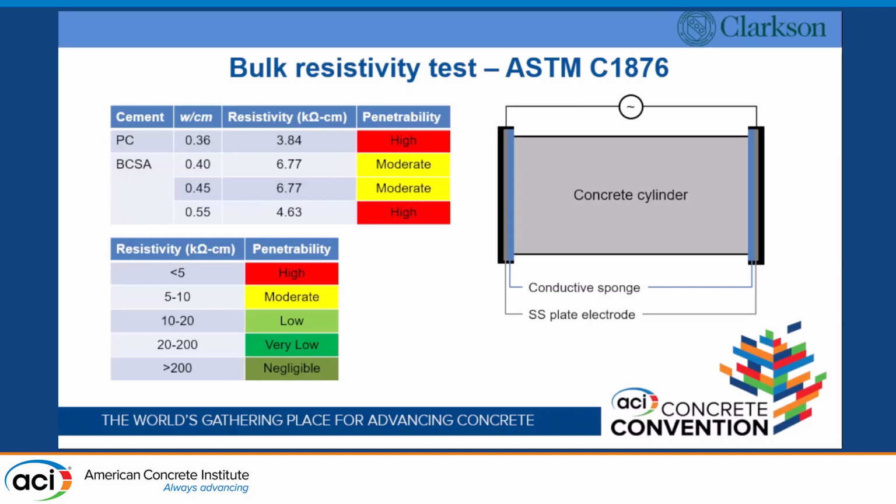And so we get some weird results. We get moderate permeability for a 0.4 with BCSA. We get moderate permeability for a 0.45. We get high permeability for a 0.55. And these, by the way, are done at 28 days.